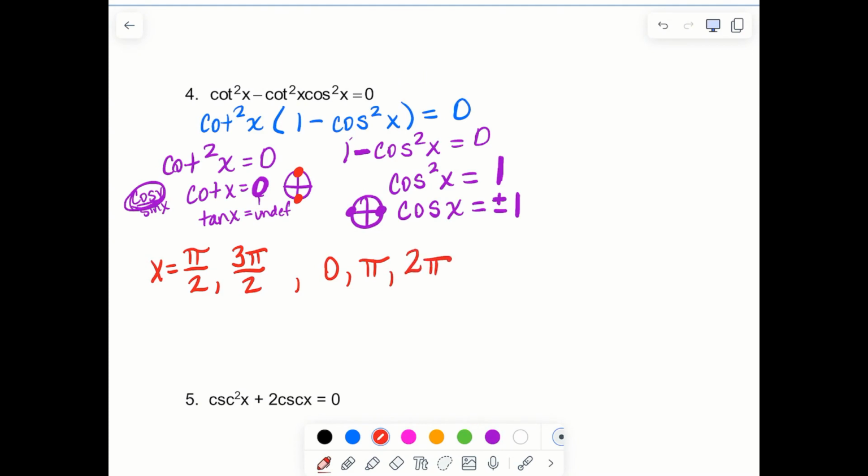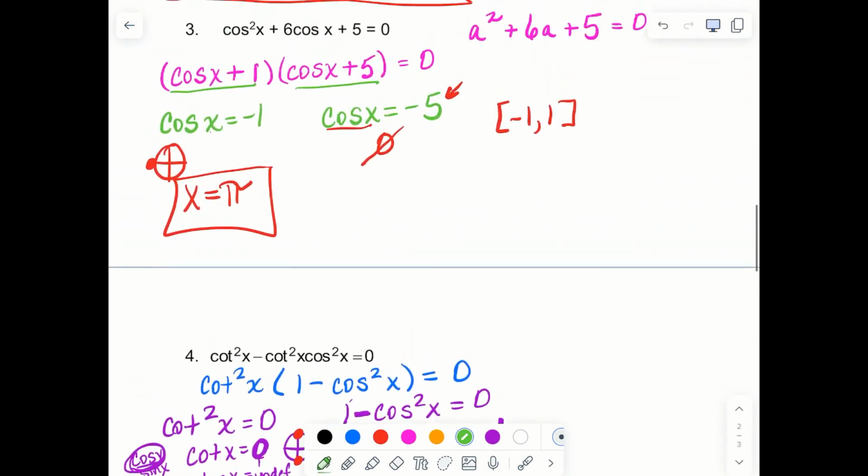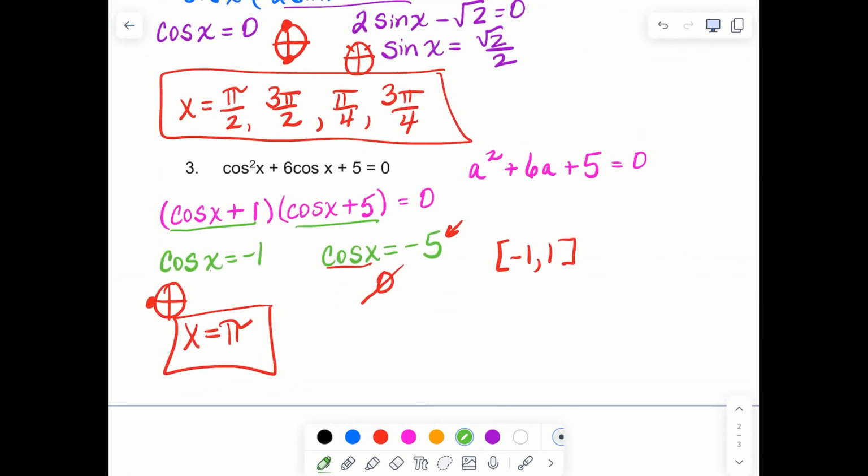Okay, now here's the thing. So I have 5 answers, right? That's pretty good. Now remember what a solve is, though. A solve is any value that makes the original statement true. That means theoretically in every single one of these problems, it wouldn't be that hard, but I could go back and plug in pi and make sure that I got a true statement and it would check out.